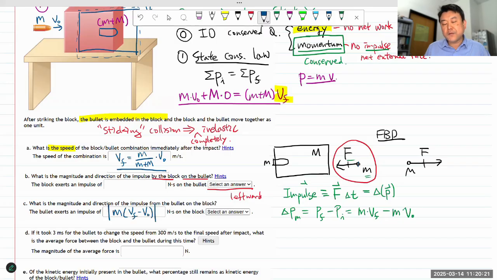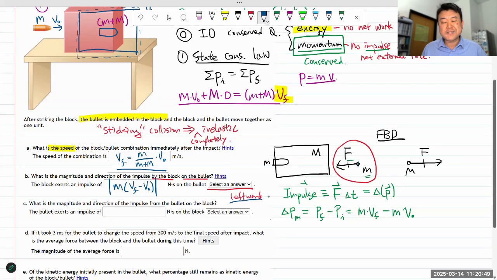I'm putting the absolute value because I think if you put in a negative number here, the system will say this answer is wrong because you already indicate the direction here. It's not expecting you to double indicate the direction. Okay, the magnitude and direction of the impulse from the bullet on the block. Now, I could go through this calculation again if I want to. I actually don't have to.